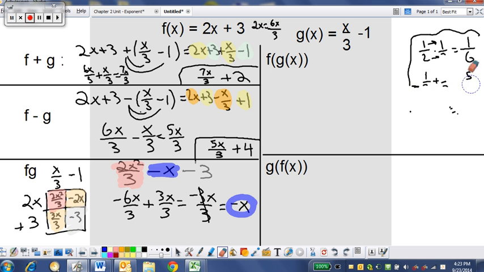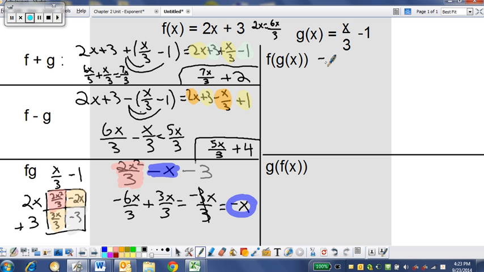Remember, when I'm doing f of g of x, I am replacing the x in f with the other equation from g. So my base equation is 2x plus 3. However, instead of writing this x, I am going to replace it with this entire enormous giant right there. So I'm going to write that in a different color, in blue. I have x over 3 minus 1. See what I did? I replaced the letter x with this entire piece. X over 3 minus 1.